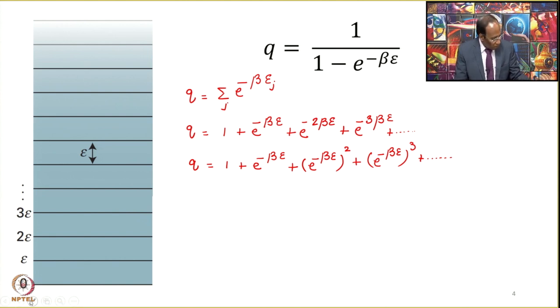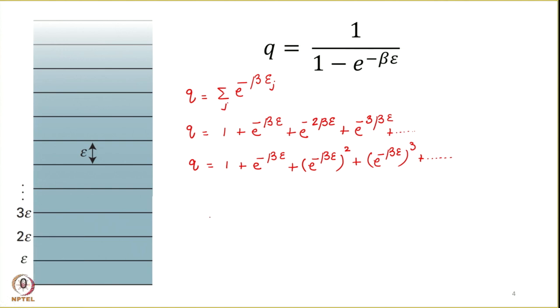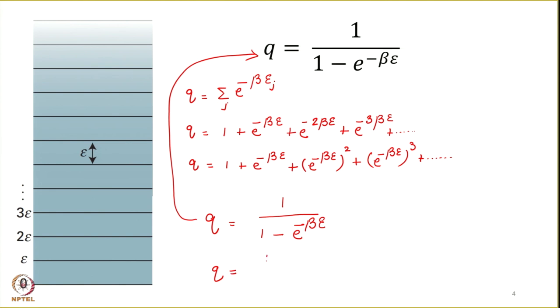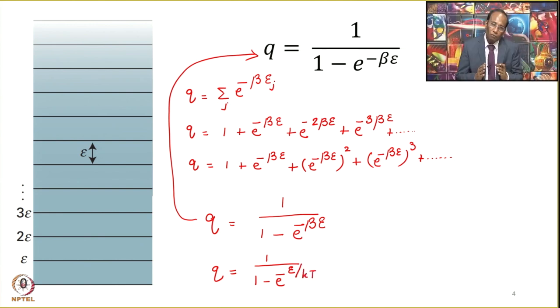So therefore, I can write the sum over here. It is going to be Q is equal to 1 over 1 minus x. X here is a common factor, which is exponential minus beta E. And this is what I had written in the beginning. Or I can write this in this form. Q is equal to 1 over 1 minus exponential minus E upon kT. So therefore, for a harmonic oscillator, in which the various energy states are like a uniform ladder of energy levels, the partition function is given by this expression.